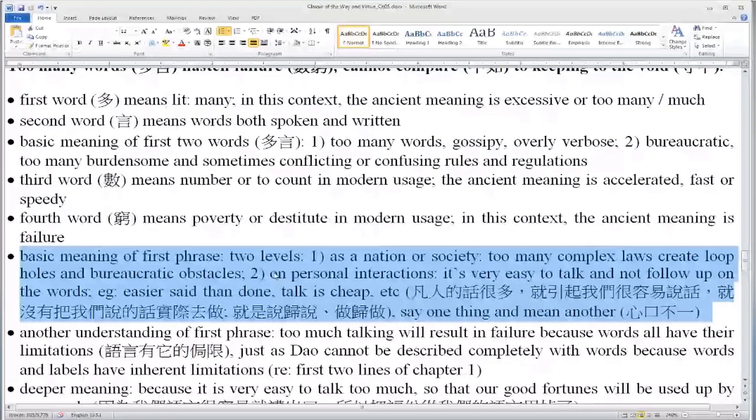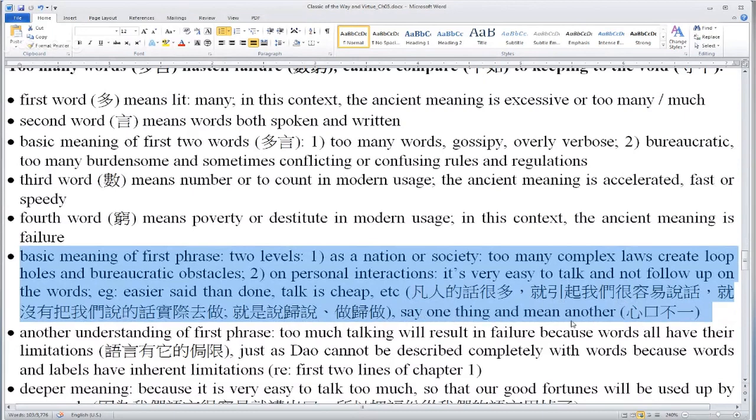凡人的话很多，就引起我们很容易说话. Humans, or sentient beings, talk a lot, have many words. So that 引起 means allows or causes us to say things much more easily, and 就没有把我们说的话实际去做，就是说归说，做归做。So we say one thing and mean another.